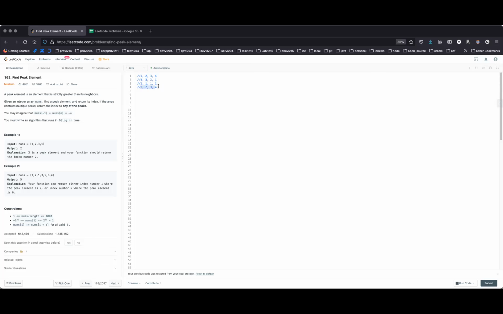And yeah, the other scenario is somewhere in the mid. There's a chance that the peak can be at the start, or it can be at the end, or it may not be, or it can be anywhere in the mid.